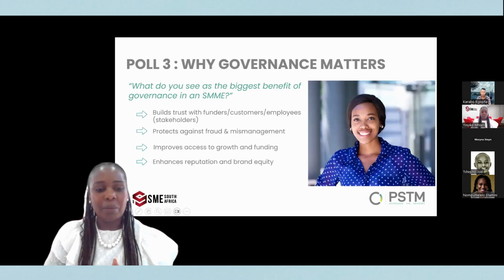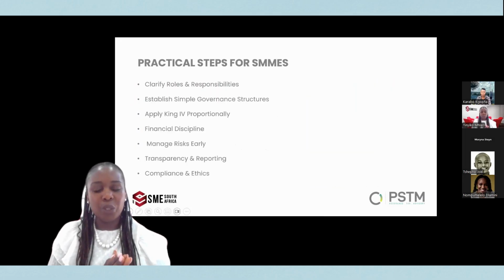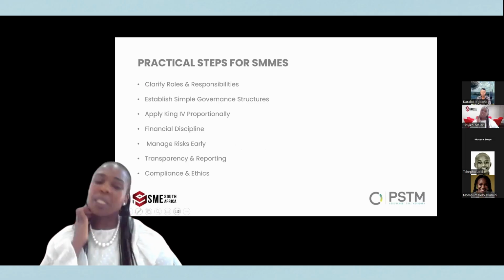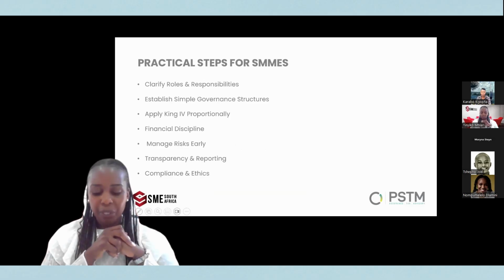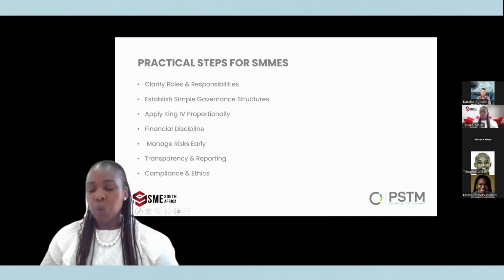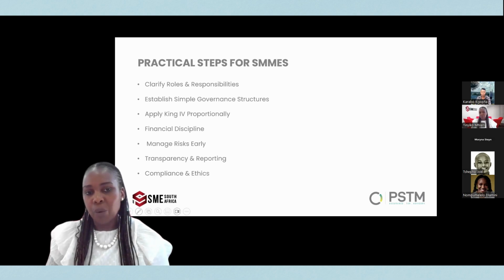So when you look at SMMEs, I won't do the poll, I'll just go straight into the practical steps. When you look at the practical steps for SMMEs, very, very important, we spoke about it. We said, when you're looking at the who, we know who they are, but can we clarify their roles and allocate responsibilities? This is the person, this is what they're responsible for.